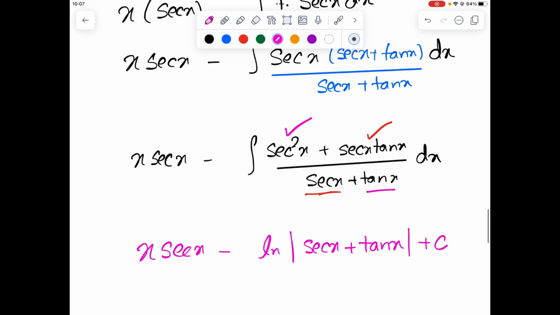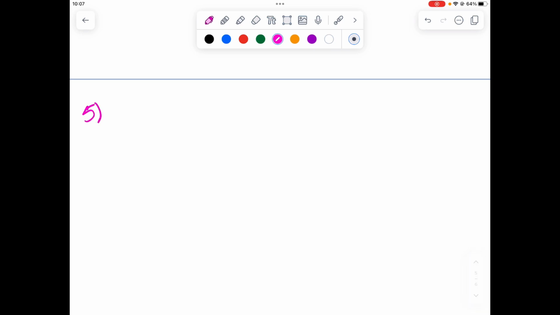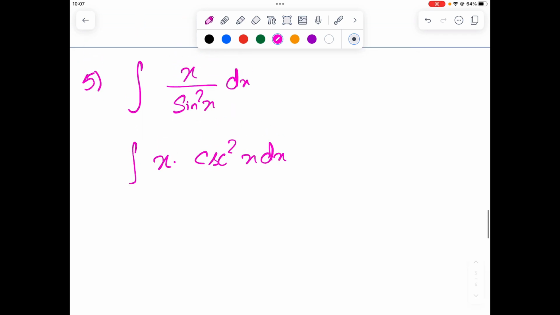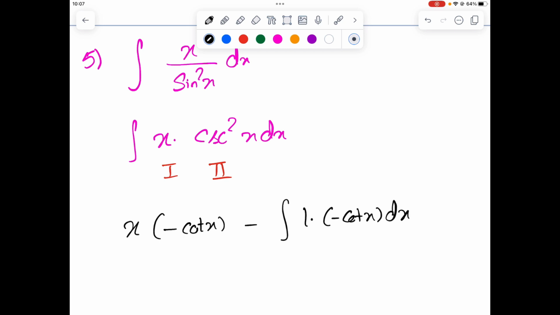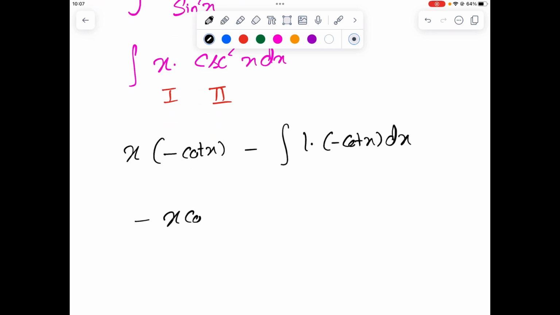That's question number 4. Question number 5: integral of x upon sine square x dx. So it is integral of x times cosecant square x dx. Isolate again: first function, second function, algebra and trigonometry. So first function, integral of cosecant square x is negative cot x, minus integral of the derivative of the first function, 1, carry forward negative cot x dx. So it becomes minus x cot x, minus times minus is plus, integral of cot x dx.